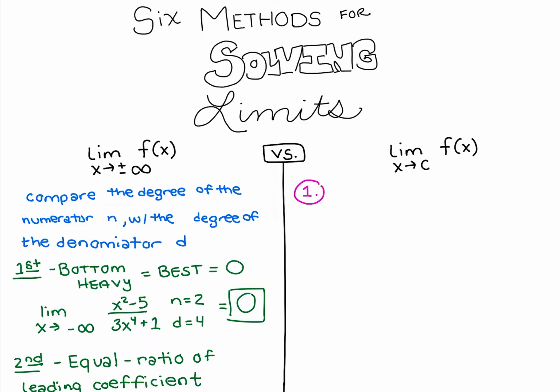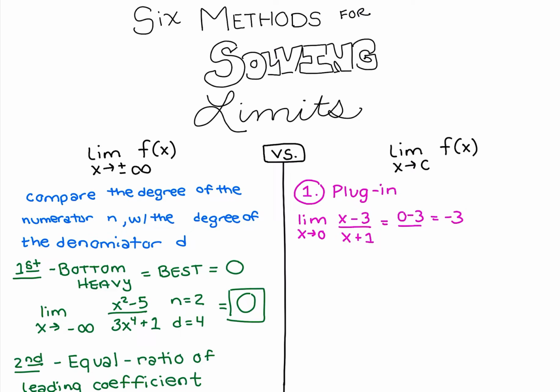Our first method for solving a limit as x goes to a number is going to be to try to plug in that number. If it works and we get an answer out, then we're done. So for example, if we have the limit as x goes to 0 of x minus 3 over x plus 1, if we try to plug in 0, we'd get 0 minus 3 on the top, which is negative 3. That's fine.